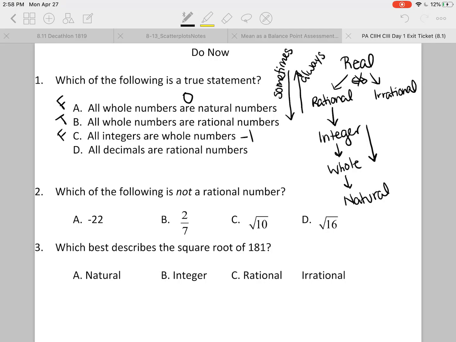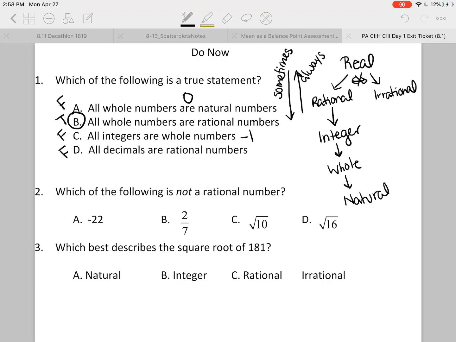-1 is an example of an integer that is also not a whole number. D, all decimals are rational numbers. Both rational and irrational numbers can be decimals, so this is false. And our answer is B.